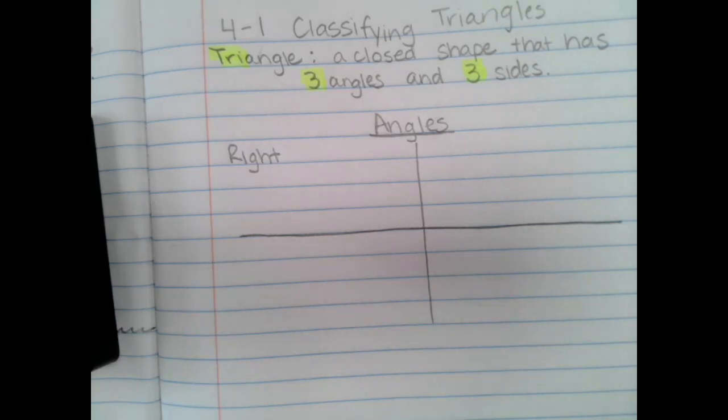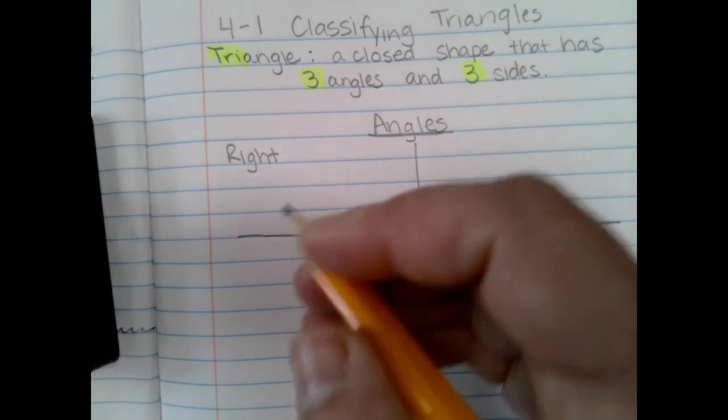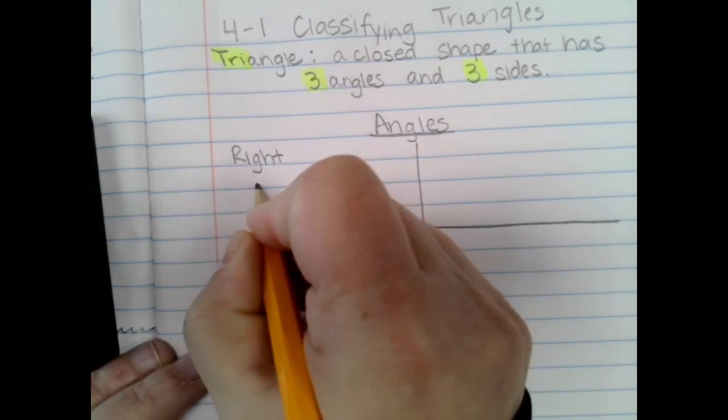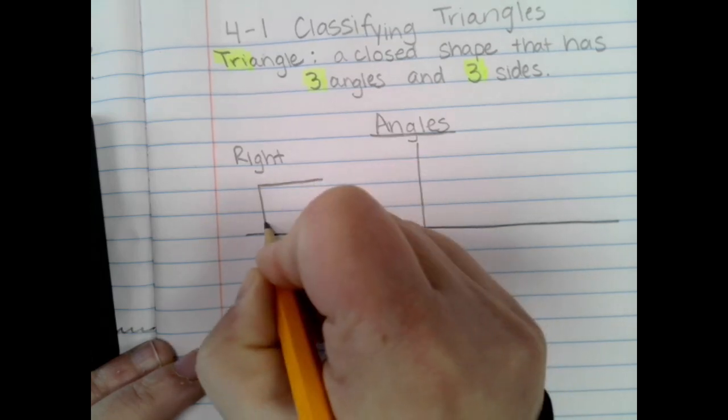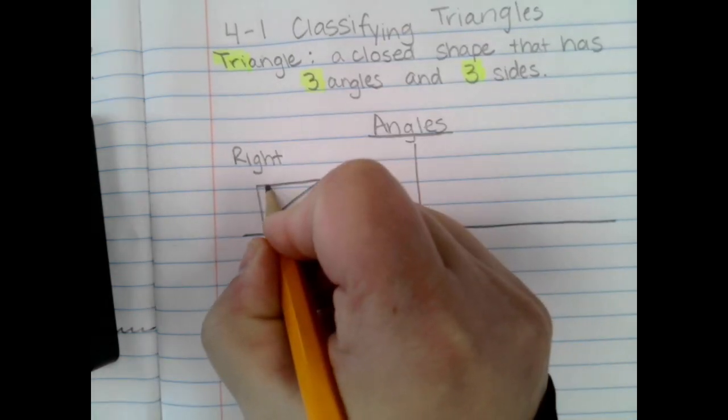What is a right triangle? Or what makes a triangle a right triangle? What's a right angle? 90 degrees, yeah. So a right triangle is a triangle that has a 90-degree angle. To show that it's 90 degrees, we use the little symbol, that little square, that box in the corner.